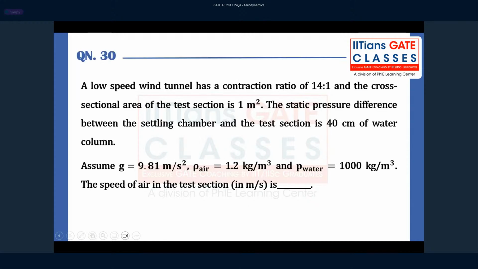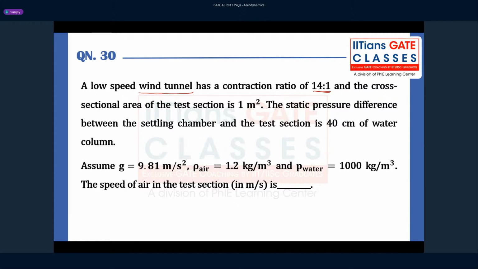So this is the next question. A low speed wind tunnel has a contraction ratio of 14 is to 1. What is a contraction ratio? Contraction ratio is nothing but the ratio of the areas between the inlet of the settling chamber and the exit of the settling chamber.